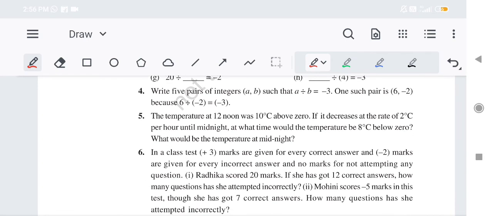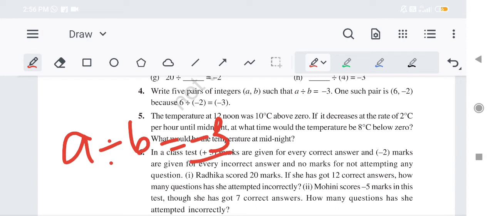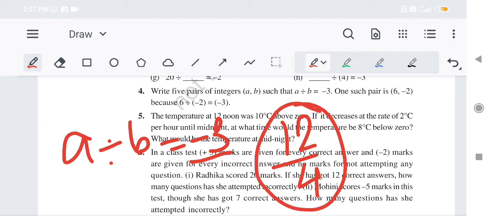Let's come to question number 4. Write 5 pairs of integers a, b such that a divided by b is equal to minus 3. Okay, so we have to find such a and b where the quotient is minus 3. So we don't have to think anything. First, what you have to do? Simply we will check by which number a number will be divided so that we will get 3 as the result. If we divide 12 by 4, if we divide 18 by 6, if we divide 21 by 7.